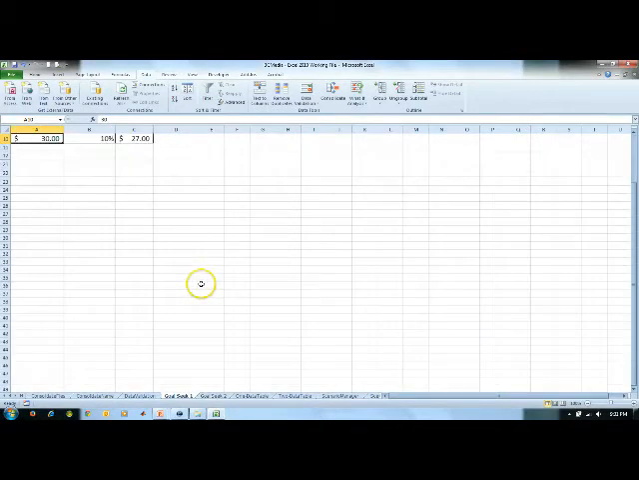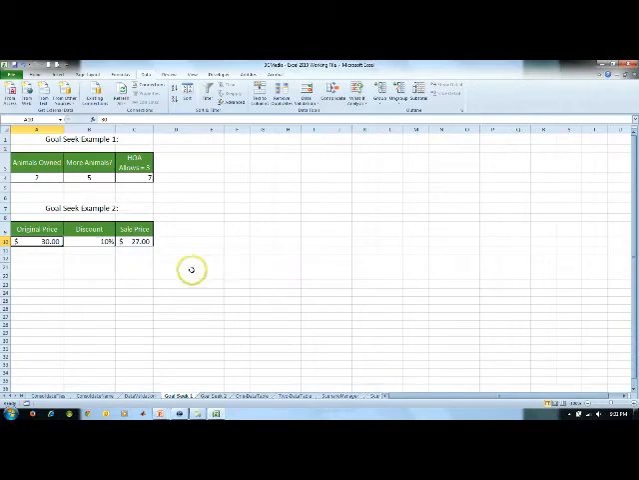Here's a little bit more difficult of a problem. We have an original price of some object of $30 and a discount of 10%, so we know we have to pay $27. But let's say I really want to pay $25. What would the discount have to be to pay $25?